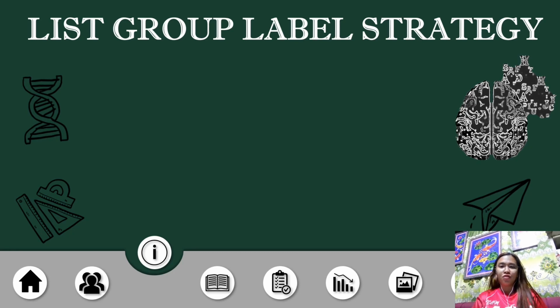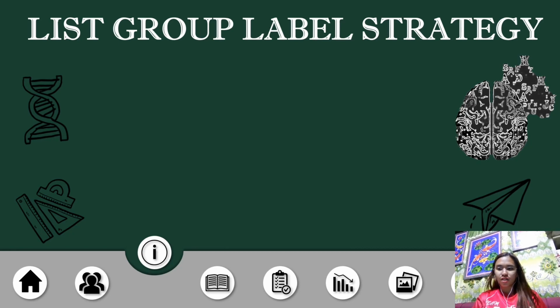As we all know, vocabulary building is one of the ways to develop our language proficiency. But how can we develop our vocabulary or our students' vocabulary? This is through techniques, methods, and strategies like meaning word sorts, list group label, and semantic picture analysis. Now I will be discussing the list group label strategy.